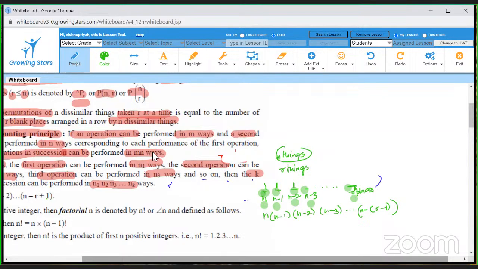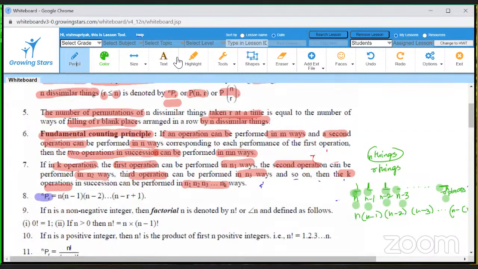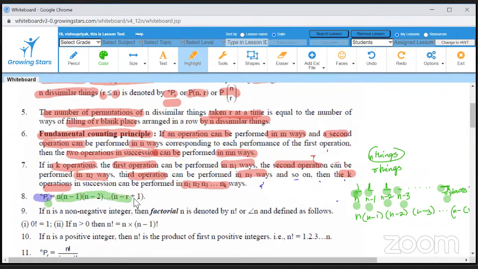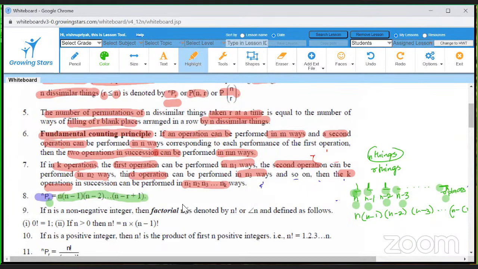Anyway, this you have learned in PU, so I'm not explaining that much. NPR can be written as n into n minus 1 into n minus 2 up to n minus r plus 1. So this is the basic formula for NPR. Later on, the formula is improved.